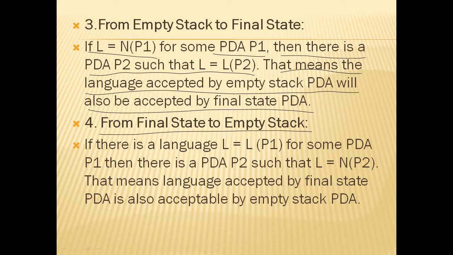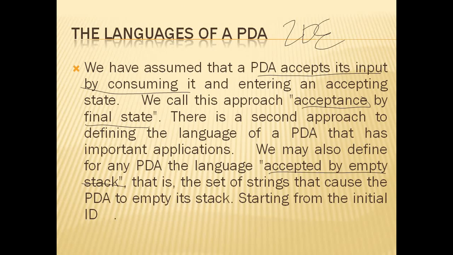If the language L is L of P1 for some PDA P1, then there is a PDA P2 such that L equals N of P2. That means the language acceptable by a final state PDA is also acceptable by an empty stack PDA. So it is simply the reverse of the previous thing. If any language is accepted by a PDA by final state, then it is also accepted by empty stack.